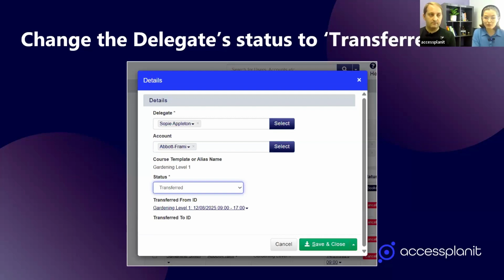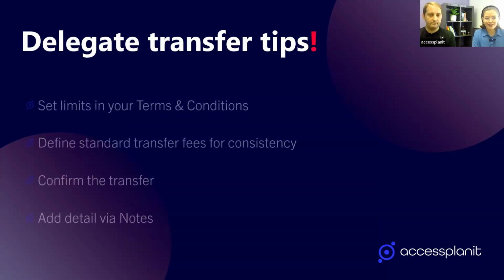And same as the cancellation with this, just include the status column in your delegate data grid, then use the new quick edit button to change their status from booked to transferred, as you can see in this popover. And then if needed, you could then manually add the delegate to their new course as well. Now, one thing that we would recommend with this is using notes just to record information about the transfer that you can then refer to later.